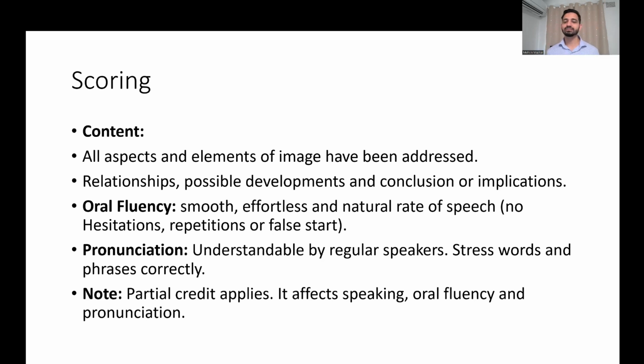It should be understandable by regular speakers. Stress words and phrases correctly. Note that partial credit applies. So partial credit applies means that you can get a high mark or a lower mark. It's not correct or incorrect. And then it only affects speaking in terms of communicative skills. In enabling skills, it affects your oral fluency and pronunciation.